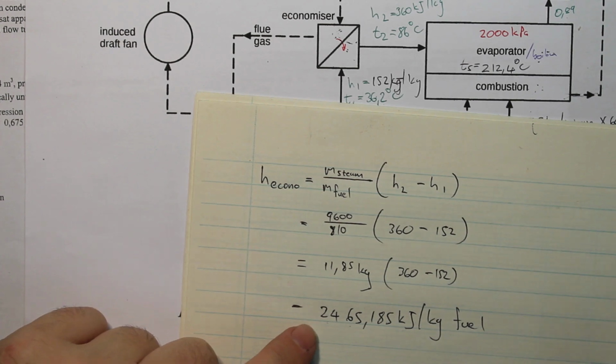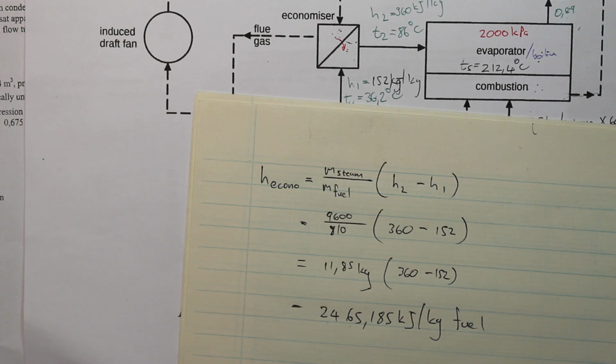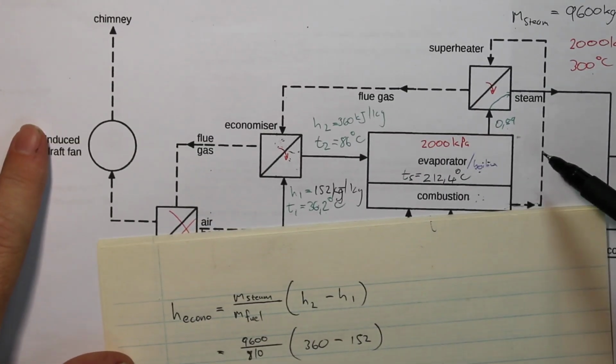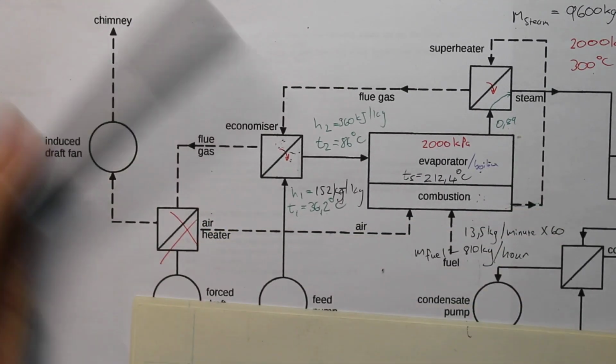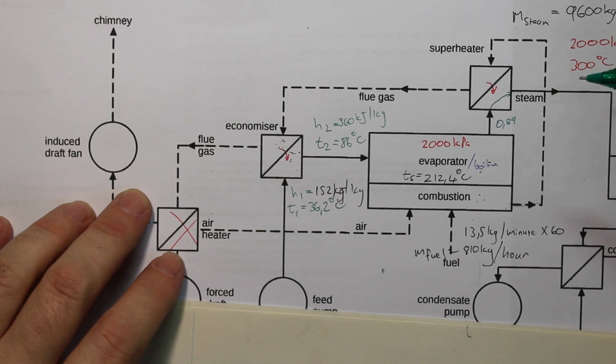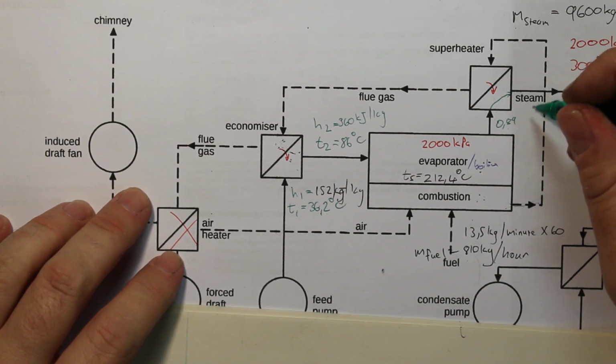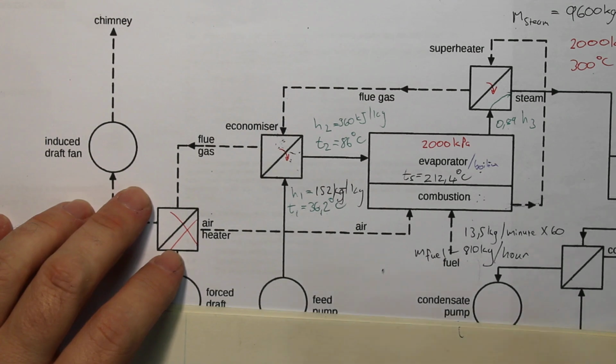All right. Then what do they ask next? Next, they ask for the heat through the evaporator, through the boiler. Now it gets a bit easier. So after the evaporator, before the superheater, we're going to call this H3. So we've got H1, H2, H3.